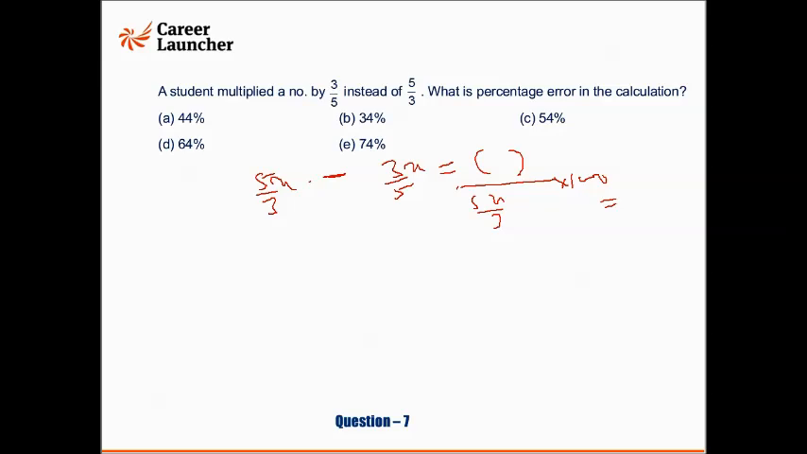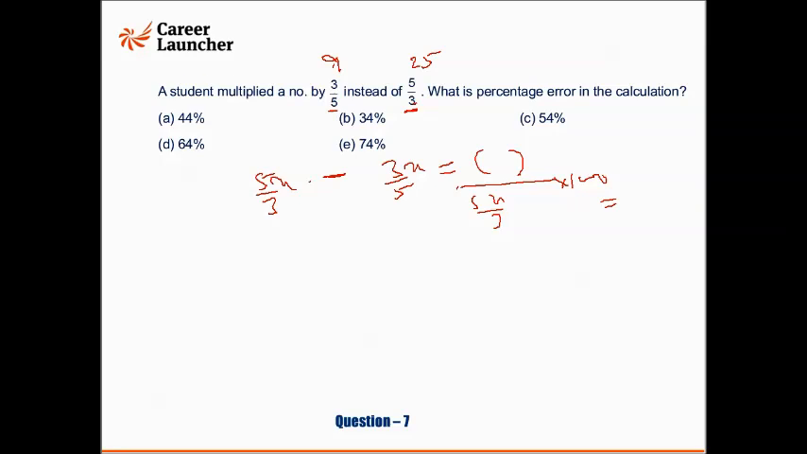So I'll just give you a short trick on how to approach this question. See, the number is multiplied by 3 by 5 instead of 5 by 3. So the number is 5 and 3 in the denominator. Take a number which is a multiple of 5 and 3 both, that is, the nearest multiple will be 15. Correct? So if we multiply this number by 15, we'll get 9. And if we multiply this number by 15, my number will be 25.